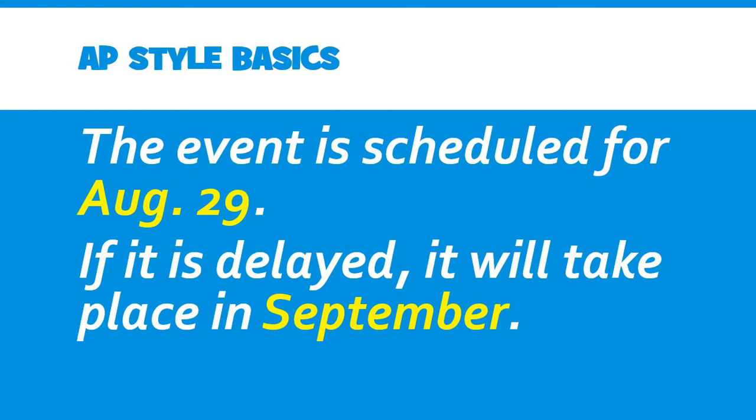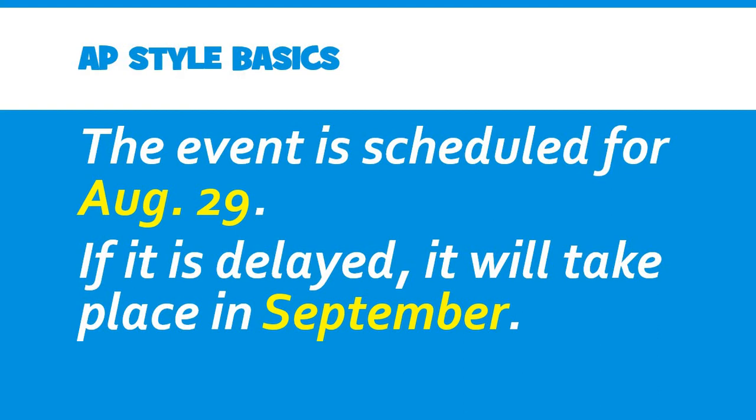So the basic example is this. The event is scheduled for August 29. If it's delayed, it will take place in September. Notice that because we have the calendar date of 29, August 29, August is abbreviated AUG period. Now the specific way to abbreviate each month is in the AP Style book, but it also follows logic. AUG period for August, OCT period for October, DEC period for December, etc.